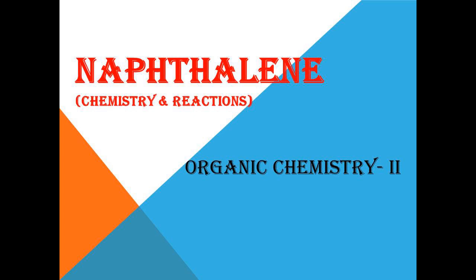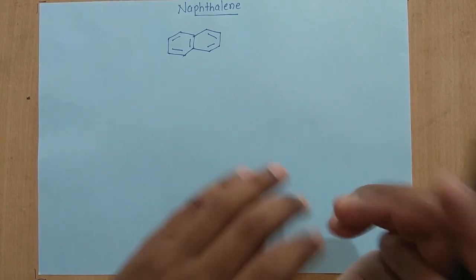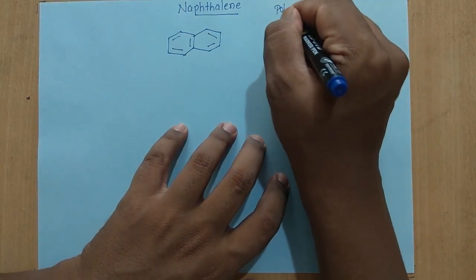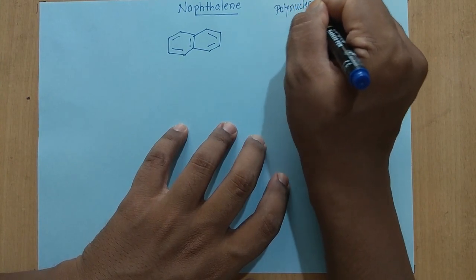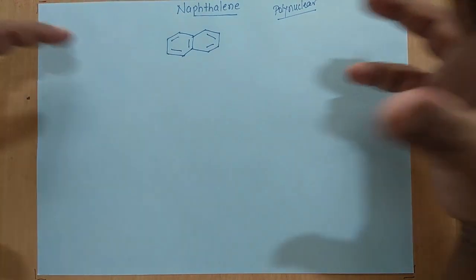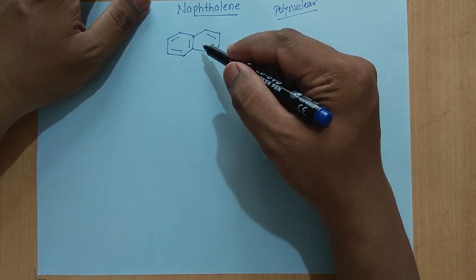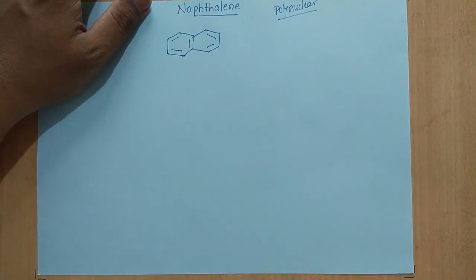So in this video we'll discuss naphthalene, which is a polynuclear compound. Why is it called polynuclear? Because it has more than one ring. Two benzene rings are condensed together to give naphthalene.